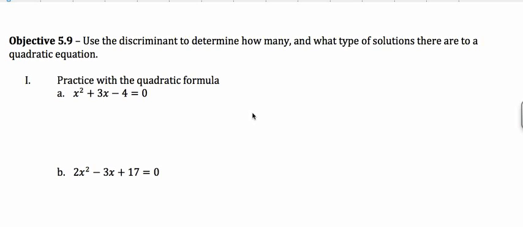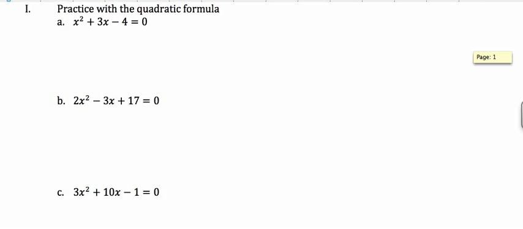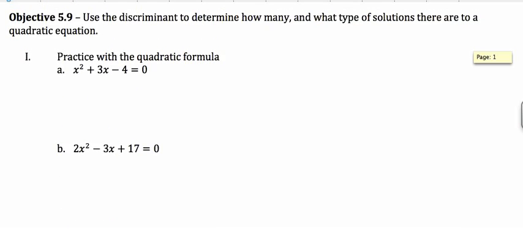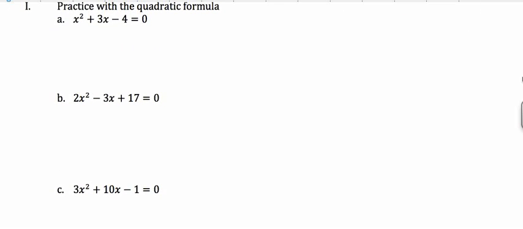So here's what you need to do. As a quick review, I want you to complete each of these three problems using the quadratic formula. All of them are already set equal to 0, so you don't have to worry about that. Just use the quadratic formula and give the answer or answers to the problem. If you get a decimal, you can just round to 2 decimal places. Pause and then come back.